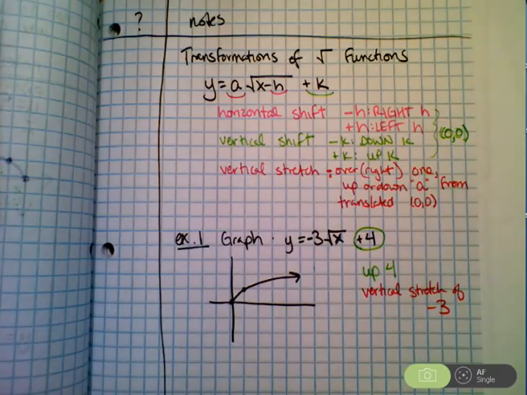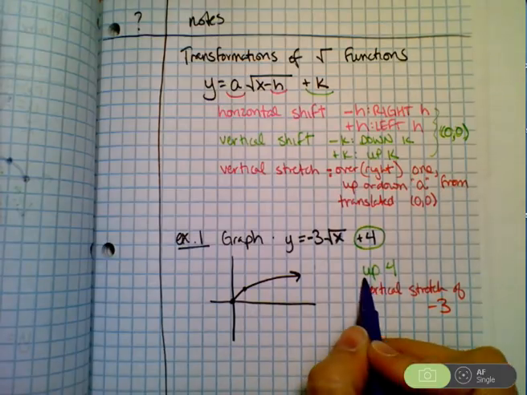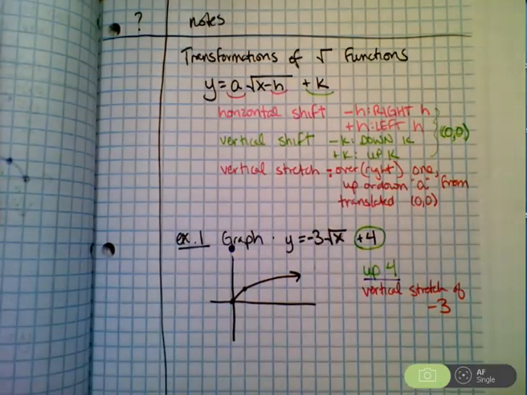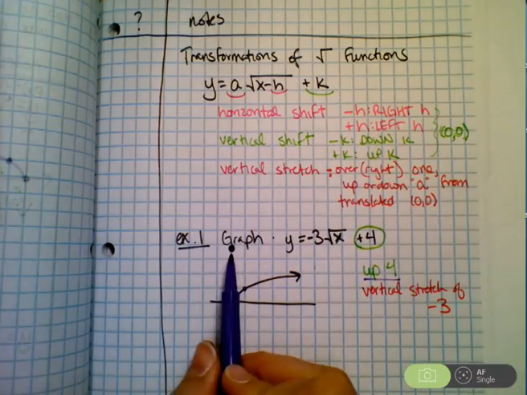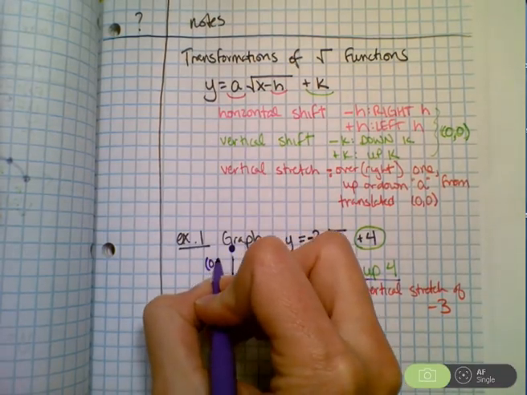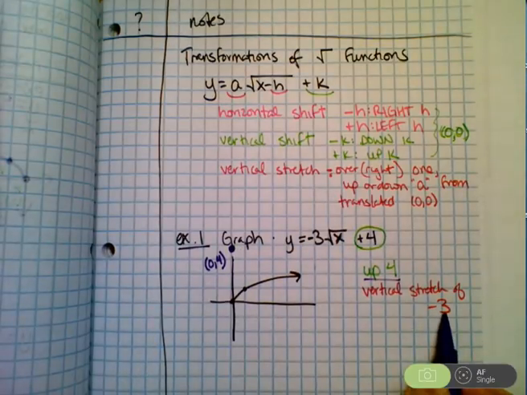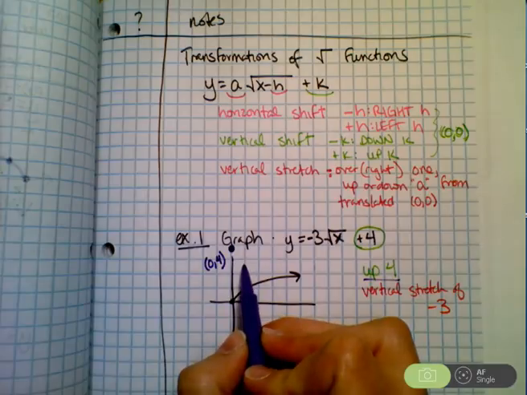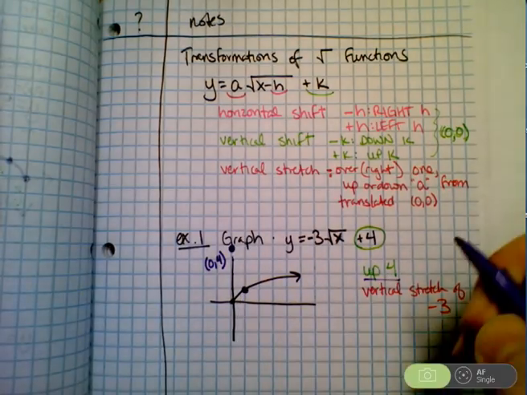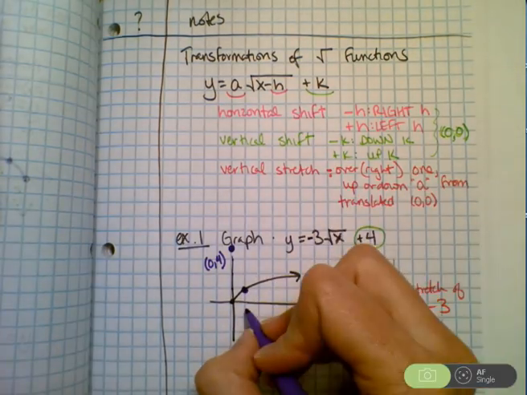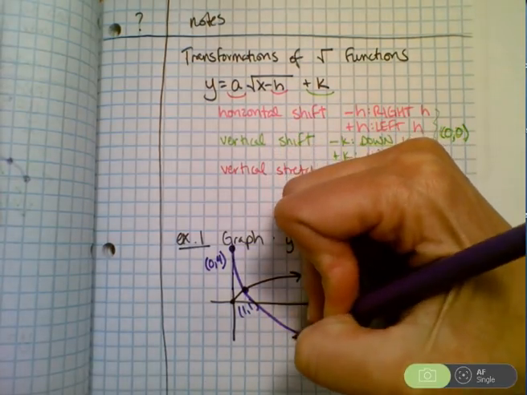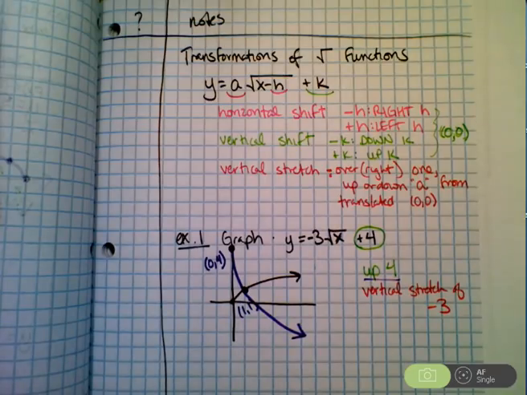So what I can do is I can take my 0, 0 reference point. I move it up 4, so I go 1, 2, 3, 4. This is why I changed the second part. So my 0, 0 goes there to 0, 4, because it went up 4. And then the vertical stretch of -3 means that when I go over 1 from this point, I have to go down 3. So that one also ends up at 1, 1. That's my other reference point. But this one goes like that and curves down.